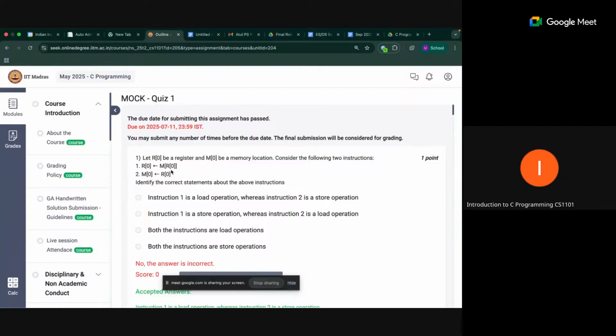Before that, what is a store and what is a load operation, people? In a load operation, some data is being taken from the memory and stored in registers. Then how about store? Store is vice versa, from the registers to the main memory. Load is like reading the value.